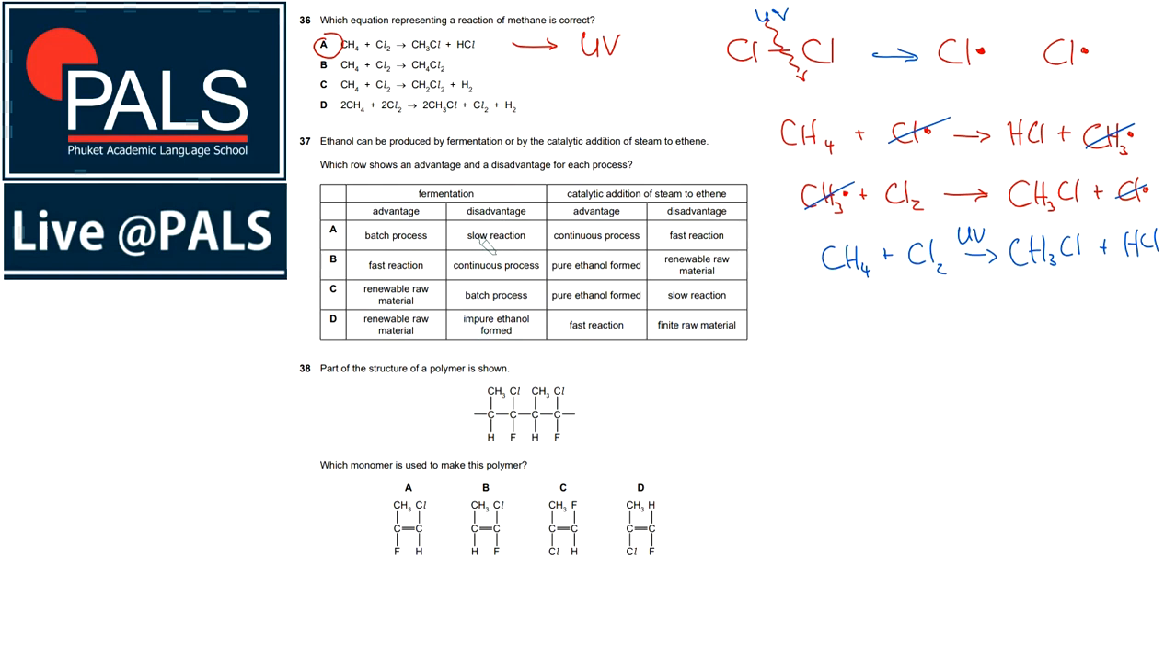Another potential disadvantage of fermentation is that it's much slower than the catalytic addition of steam to ethene. So this is not an advantage. It's not a fast reaction. Both of these are correct. It's a batch process, a disadvantage, and impure ethanol is formed. That's a disadvantage too.